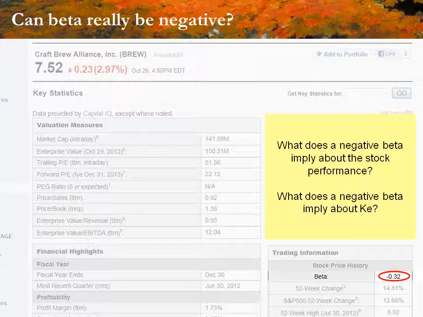And moreover, what would happen if we plugged a negative beta into our capital asset pricing model? If we have a negative beta, we're actually going to be taking the cost of equity and making it smaller than the risk-free rate. We'll get into that when we get into examples.